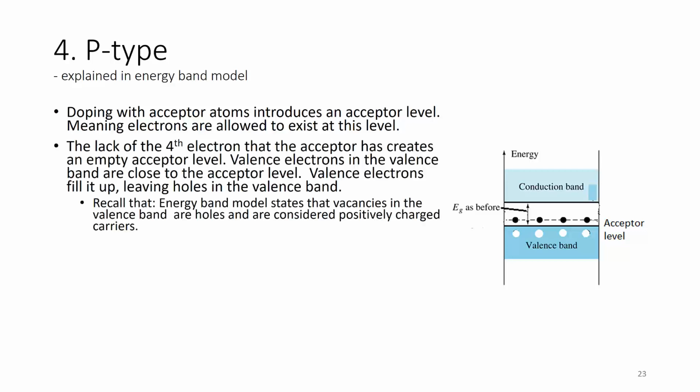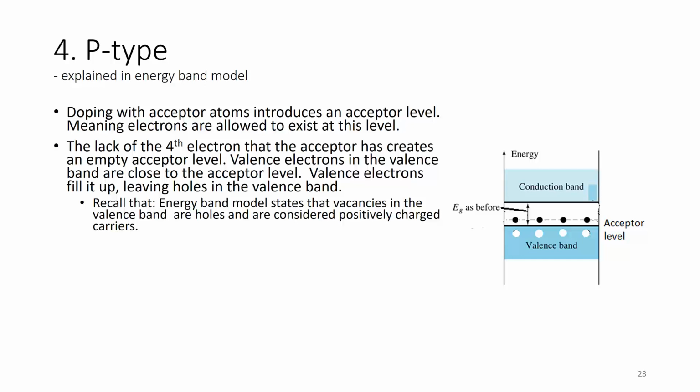The lack of the fourth electron that the acceptor has creates an empty acceptor level. The valence electrons in the valence band are close to the acceptor level, so valence electrons fill it up. Now, a valence electron going to the acceptor level does not make it a carrier, because to become a carrier it has to go to the conduction band. But when the valence electron leaves the valence band, it leaves empty states in the valence band, therefore it creates holes there.